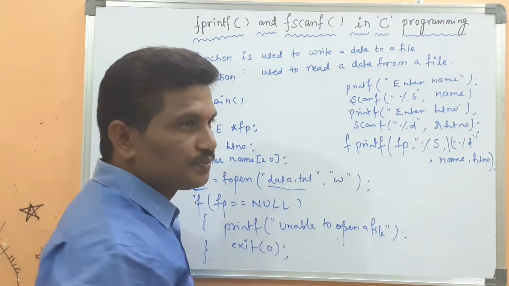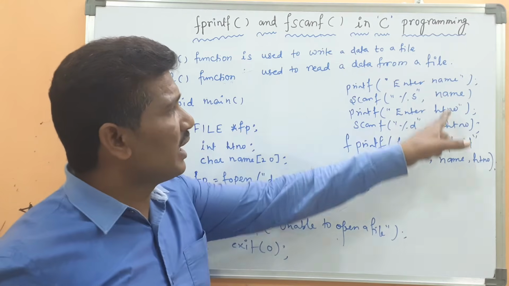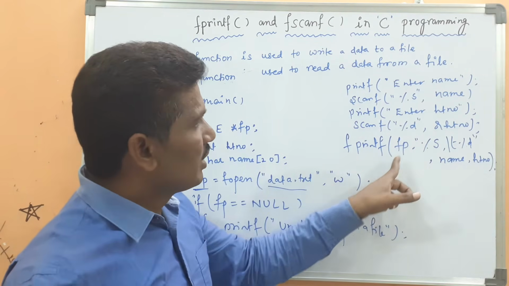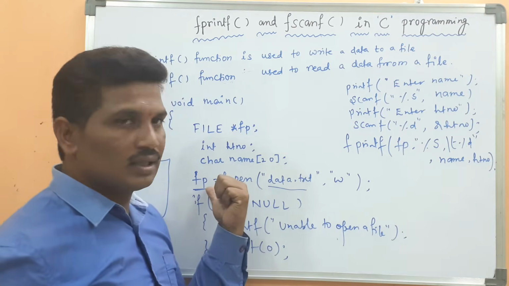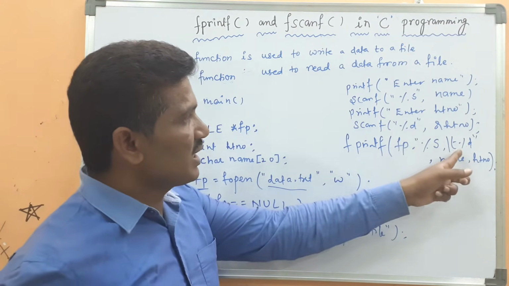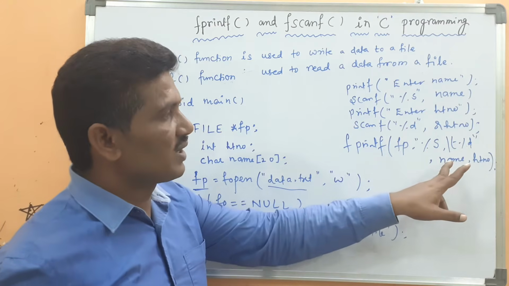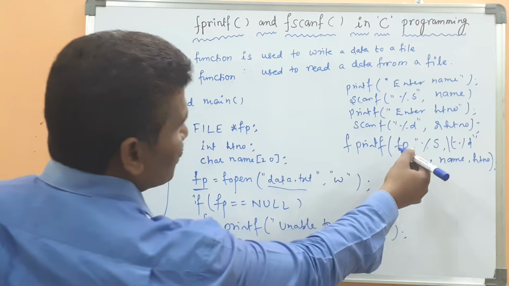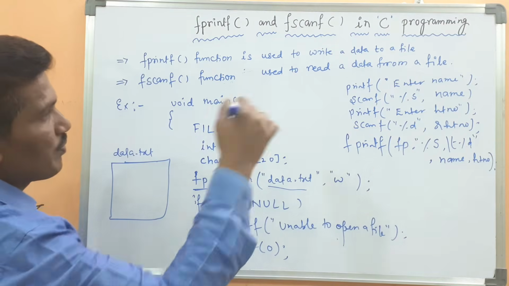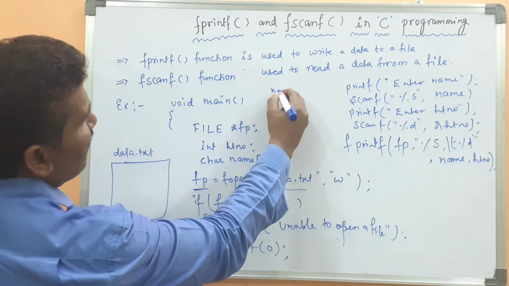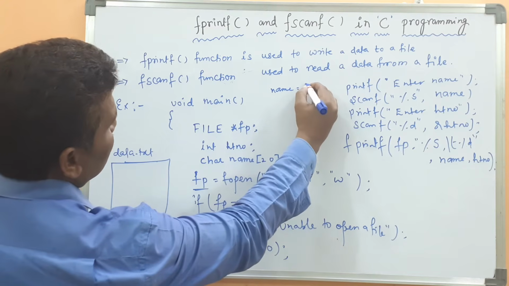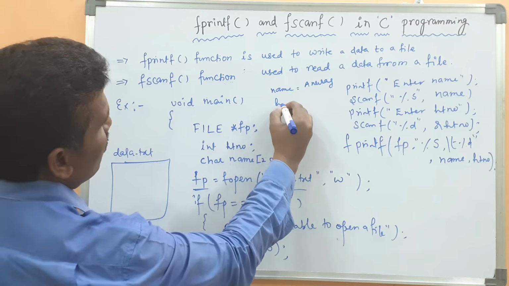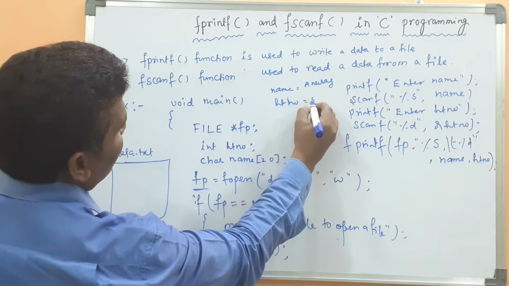Enter name. You have to take the name and article number during the runtime. Both should be written into a file. This f is the file pointer. Then %s for the string, %d is for the integer. Once you write the statement, what is the name? For example, name equal Anurag. Then article number equal to 521.